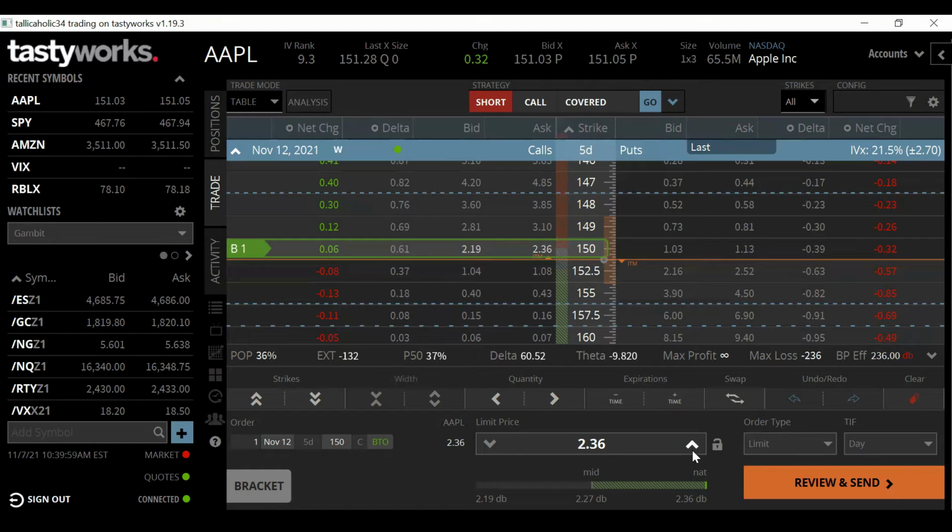Now you'll notice that we go back to our little lock pad here. You can see that once we actually adjust the price of what we want to pay for this, you'll notice that it's locked.